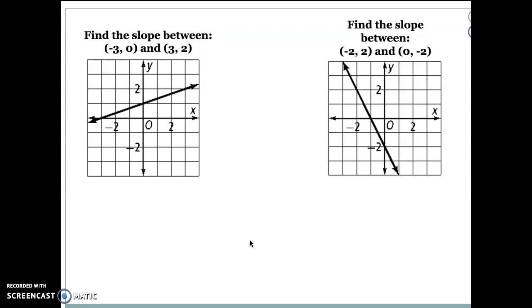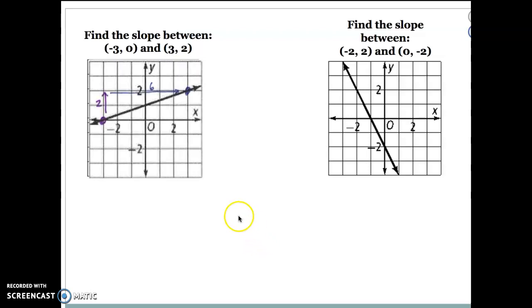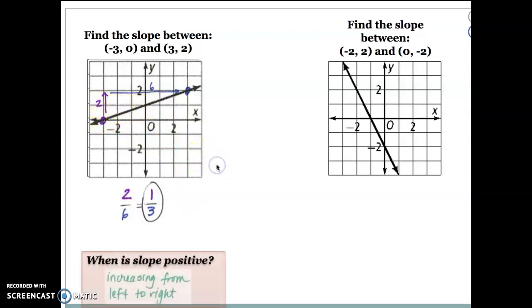The first example is finding the slope between -3,0 and 3,2. Again, find those perfect intersection points, -3,0 I've got with a purple dot, and then 3,2 with a blue dot, and then count your rise and your run. So I'm going to go rise 2 and run 6, which gives me a slope of 2/6, and then simplify that to 1/3. So I could have found the slope between -3,0 and 0,1. I could have risen 1 here and run over 3. This is a positive slope because it is increasing from left to right.